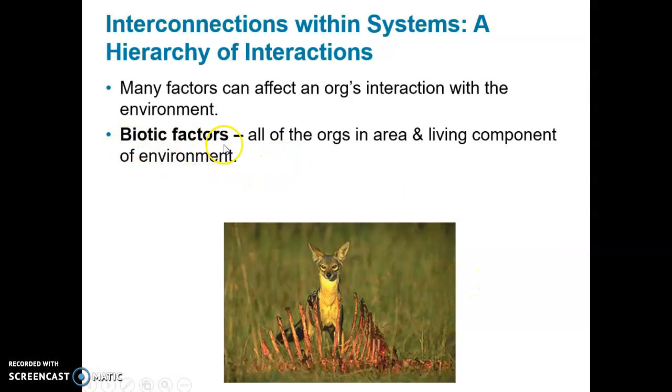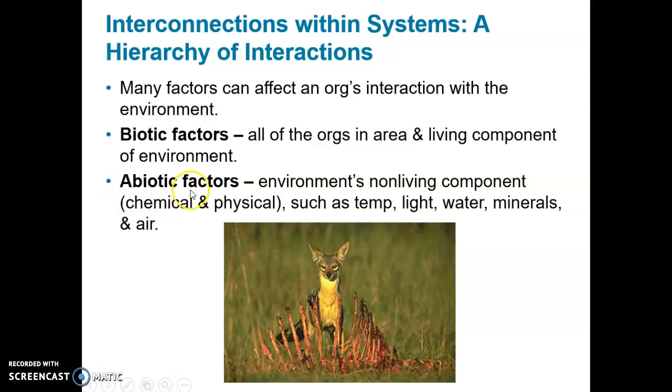So there are biotic factors. These are all of the organisms in an area and the living component of an environment. So bio meaning life. So this jackal, it is a living thing. So it's one of the biotic factors in its own environment, but it relies upon other living things, including the plants that were eaten by the herbivore, the plant eater, that the jackal happens to be eating itself. And within the jackal's body, there are microbes that help it in terms of digestion. So biotic factors are like the living components of the world.